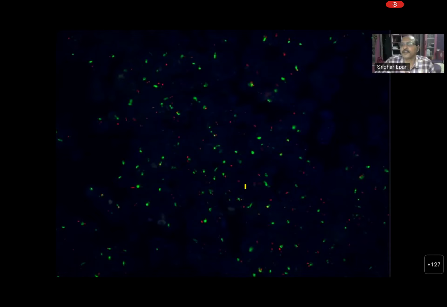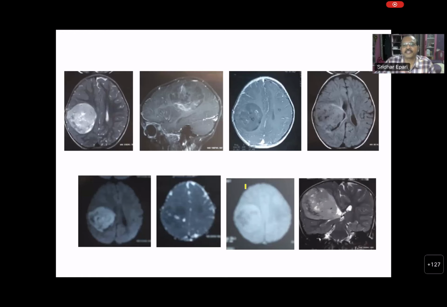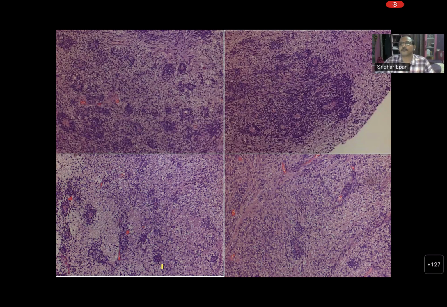However, this is a poorly differentiated tumor. So the classic case will be like what you saw. This is the classic picture of embryonal tumor with multilayered rosettes. Based on this morphology, the terminology has come. You can see how here the cells are a little bit less cellular, and the packed cells are in foci.